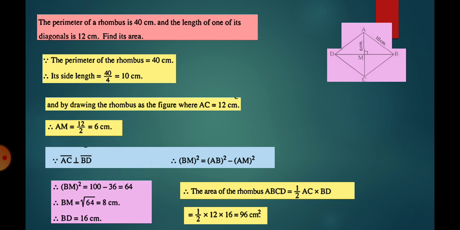First, the perimeter of the rhombus equals 40. We know the perimeter of the rhombus equals side times 4. Then the side length equals the perimeter divided by 4. 40 divided by 4 equals 10.